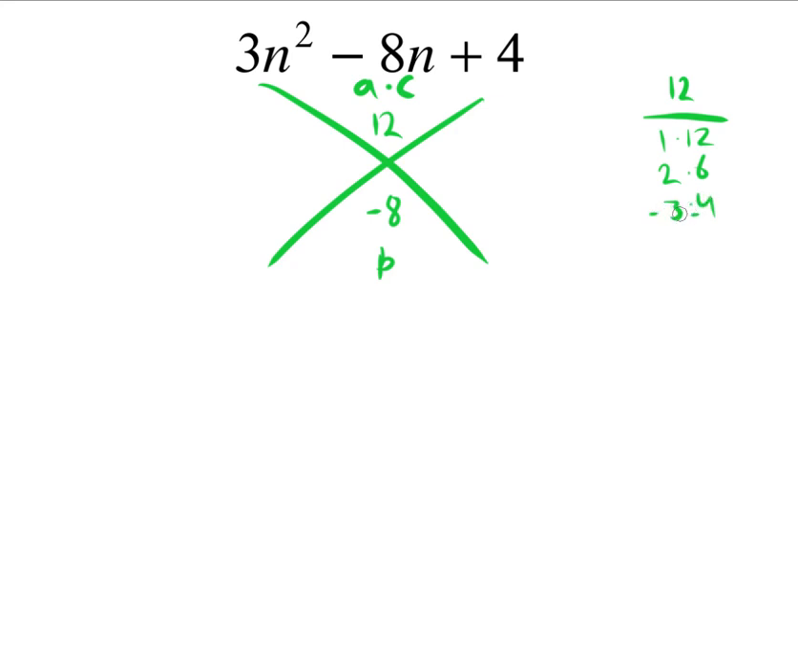I'm sorry, negative 3 times a negative 4 would be a 12, right? But it doesn't add to give me negative 8. In fact, it adds to give me negative 7. Negative 2 times a negative 6 would equal a positive 12. And in fact, the nice thing about that is negative 2 plus negative 6 is the negative 8 that I'm looking for. So this is negative 2x, and this is negative 6x.